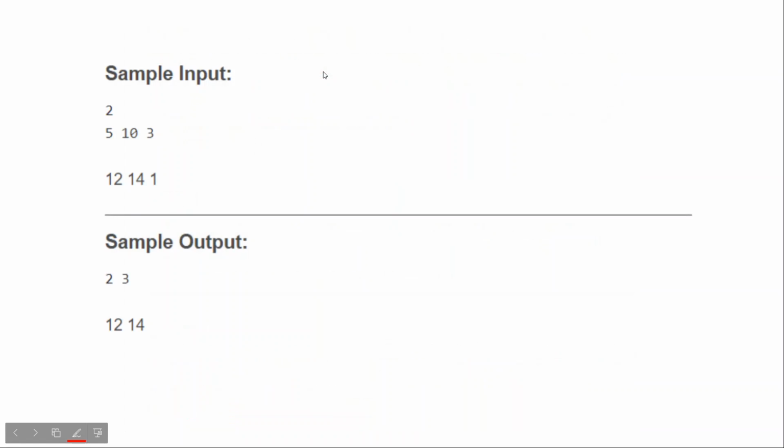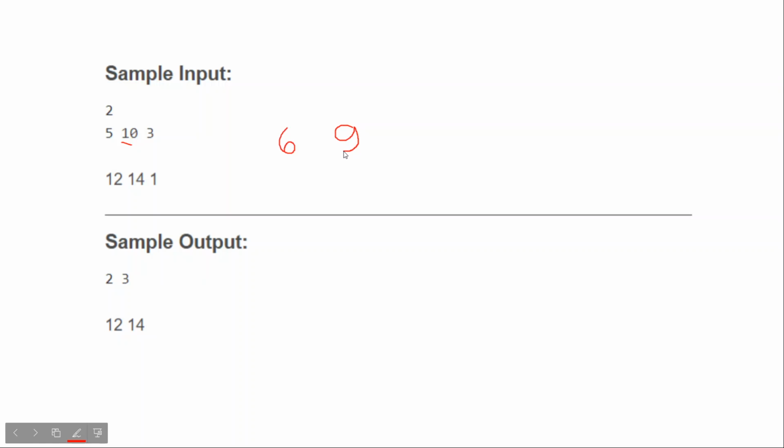Let us take an example. We are given L is 5, R is 10 and A is 3. So what is the smallest multiple of 3 which is just greater than or equal to 5? Which is 6. Similarly, what is the largest multiple of 3 which is just smaller than or equal to 10? The answer is 9, right?